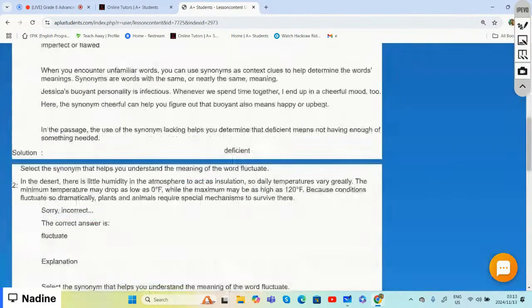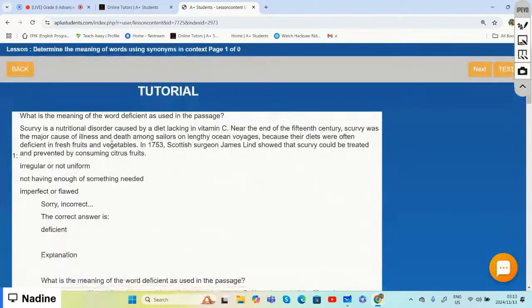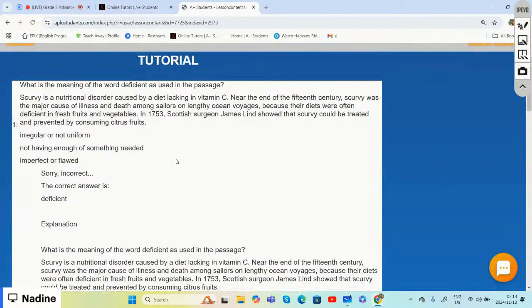Now we're going to look at this text, and we are going to say, what is the meaning of the word deficient as used in the passage? Deficient. It says scurvy is a nutritional disorder caused by a diet lacking in vitamin C. Near the end of the 15th century, scurvy was the major cause of illness and death among sailors on lengthy ocean voyages because their diets were often deficient in fresh fruits and vegetables.